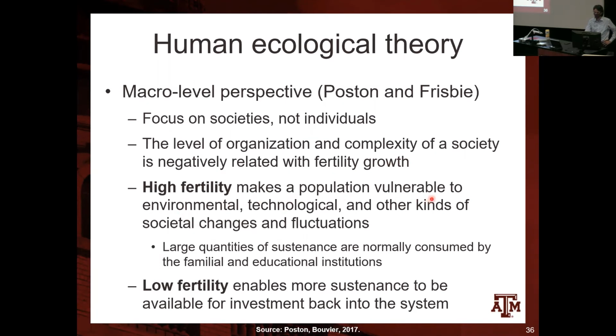High fertility makes the population vulnerable to environmental, technological, and other kinds of societal changes and fluctuations. Large quantities of sustenance are normally consumed by the familial and education institutions. So you are looking at the society as a whole being organized in a way that as we become more complex and more specialized, it's better to have lower fertility, because lower fertility enables more sustenance to be available for investment back into the system, into the educational system, and into the families themselves. All right?